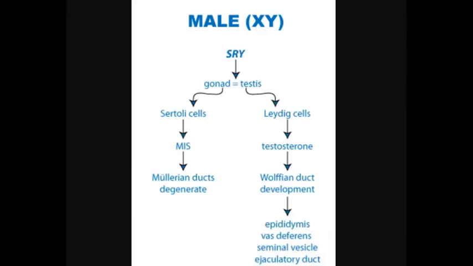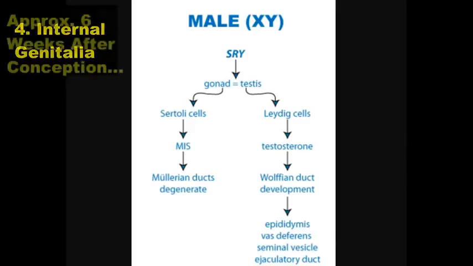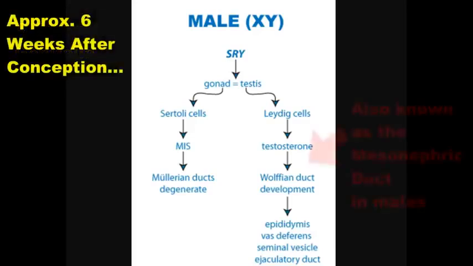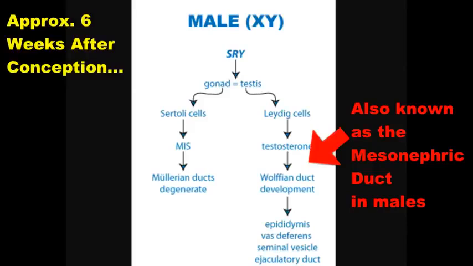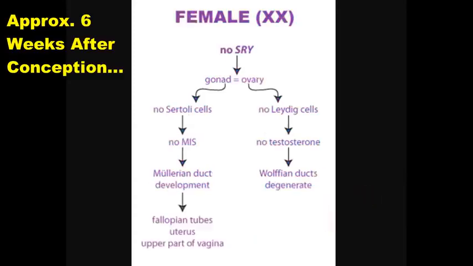We also have the internal genitalia, where in 6 weeks after conception within a male, biologically speaking, the Wolffian duct begins to develop, which is also called the mesonephric duct, wherein the epididymis, vas deferens, seminal vesicle, and ejaculatory duct begin to form.